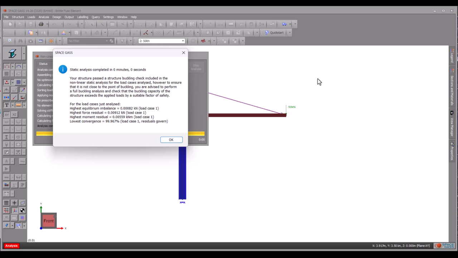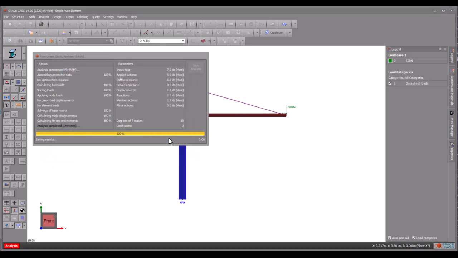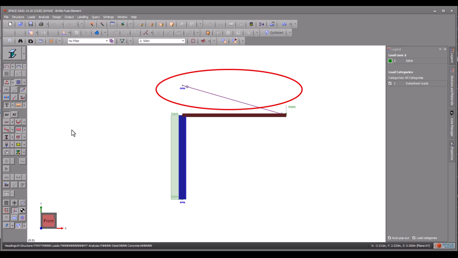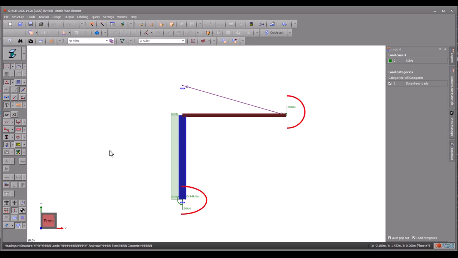Upon analyzing the model and observing the results, if we enable the display of axial forces in all members, we notice no axial force in the cable under this load case, suggesting the cable has ruptured. Consequently, 100% of the vertical load is transferred through the column to the ground.